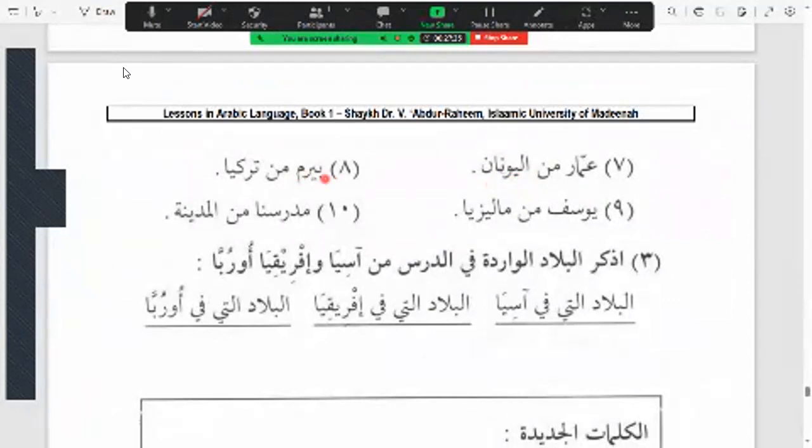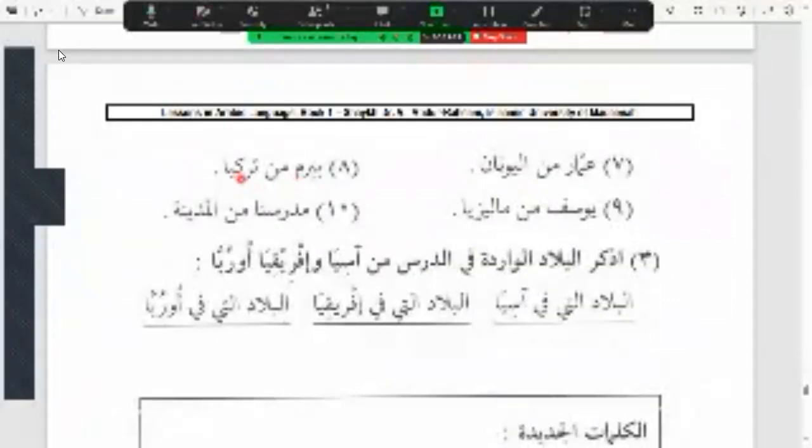Is he from Turkey? You have to check. Yusuf min Malaysia. Is Yusuf from Malaysia? If yes, then put a tick. If not, put an X. Mudarisuna min Madinah. Is our teacher from Madinah? If yes, then you put a tick. If no, put an X.